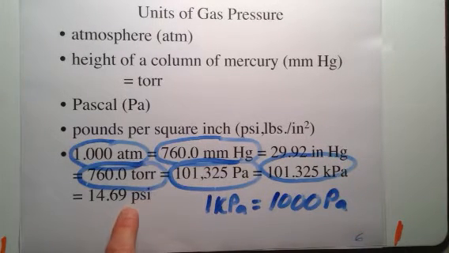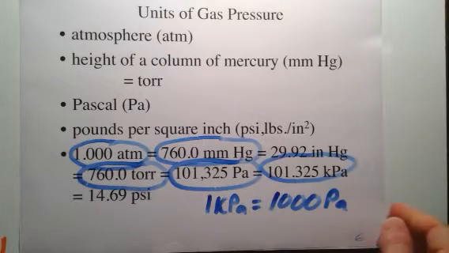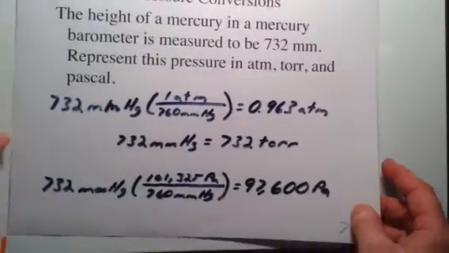Inches of mercury and PSIs are more everyday units that you might see, but we usually don't use them in our chemistry classes. We do need to know how to convert between the units.